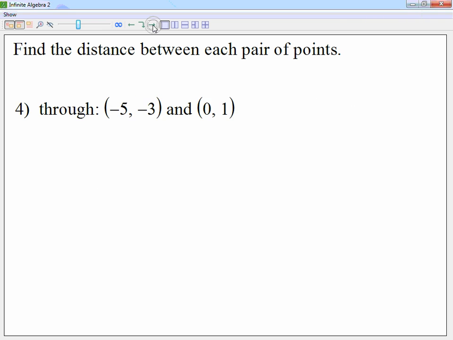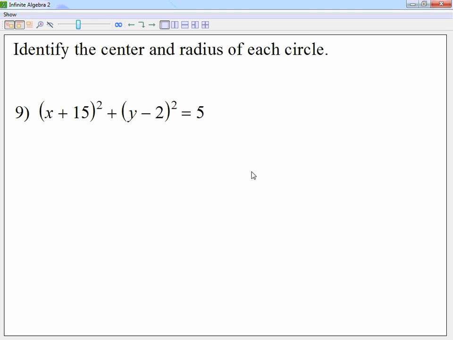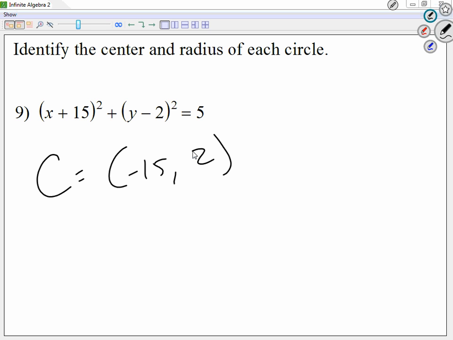All right, now looking at question number 9, identify the center and radius of each circle. The center is going to be -15, +2. Remember, we just change the sign of the x and the y value. So -15, +2. That's the center.